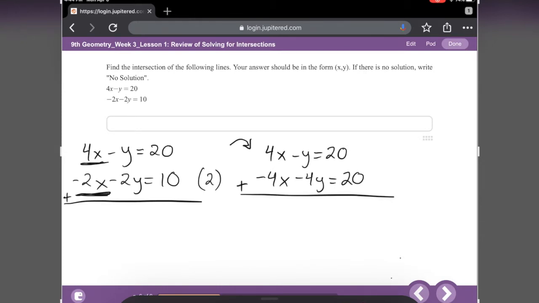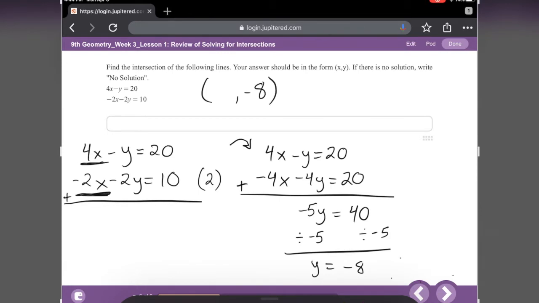4x minus 4x is 0. Okay, but I won't bother writing that. Negative y minus 4y is negative 5y. 20 plus 20 is 40. So if I divide both sides by negative 5, now I can solve for y, and I can see that y is equal to negative 8. Okay, so that's my part of the answer for this ordered pair. It's going to be something comma negative 8.